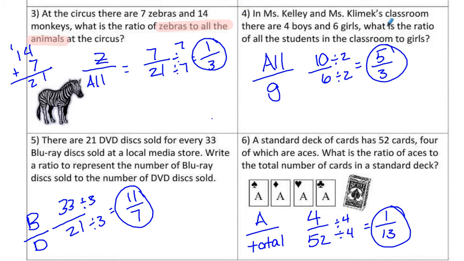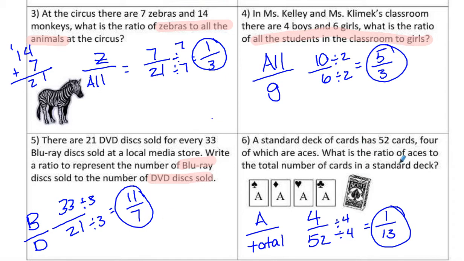In number 4, it was asking for all of the students in the classroom to girls, which is why I wrote all over G, all over girls. And you got 10 over 6, but they're both even, so I divided that by 2, and I got 5 over 3. For number 5, it's asking the number of Blu-ray sold to the number of DVD discs sold. So that is a ratio of 33 over 21. Those both are divisible by 3. 3 plus 3 is 6. 6 can divide by 3, and 2 plus 1 is 3, and 3 can divide by 3. So I get 11 over 7, and that's all it can simplify to.